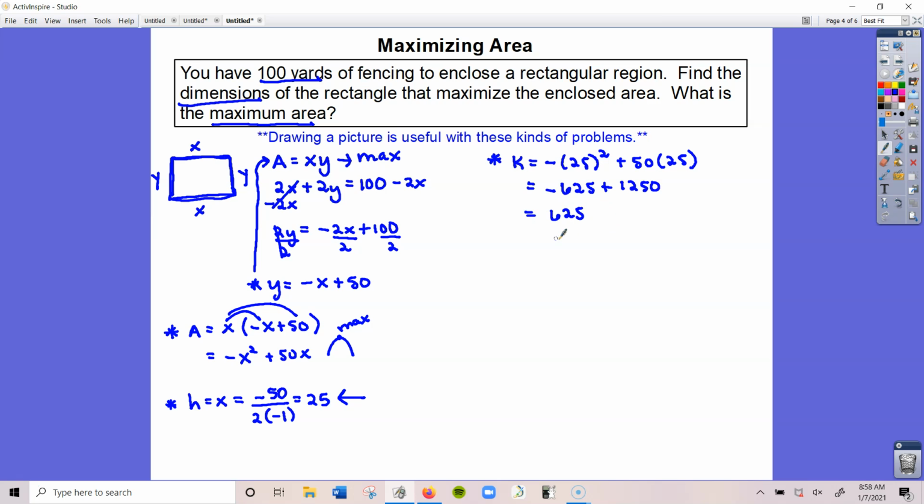This is my maximum area, so we have to make sure that we include the units. My units is yards, and area is always squared. So this is the max area.